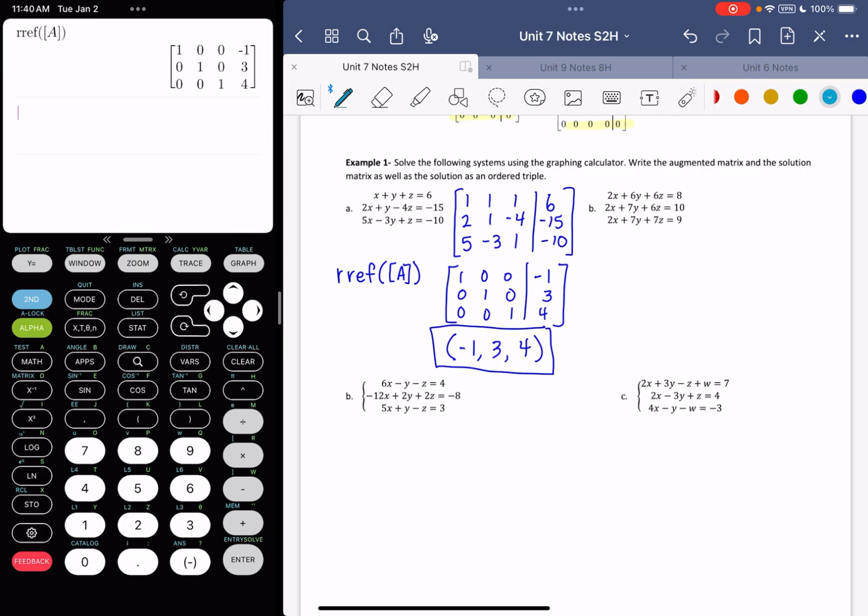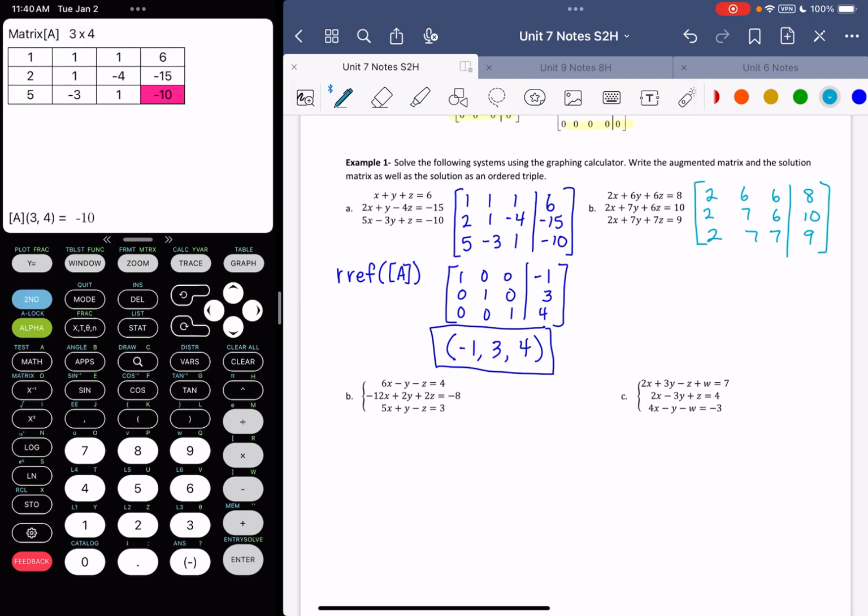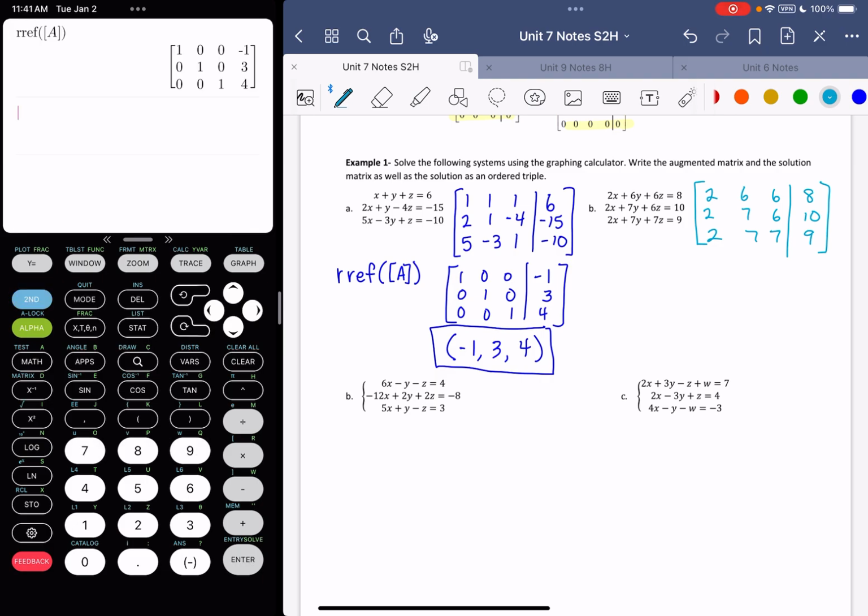All right, next one. So we're going to create our augmented matrix so we know what to put in our calculator. So 2, 6, 6, 8, 2, 7, 6, 10, 2, 7, 7, 9. Okay, so let's go back to our matrix. We want to edit. It is a 3x4. And then you can just type over whatever is in there. Okay, once you have that, you're going to quit out of there.